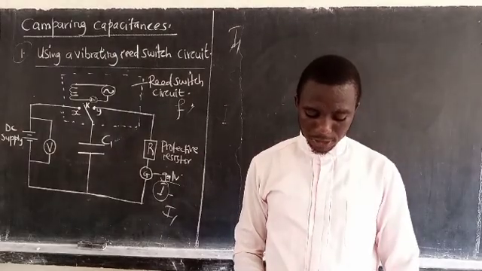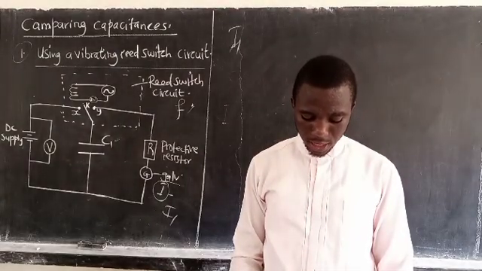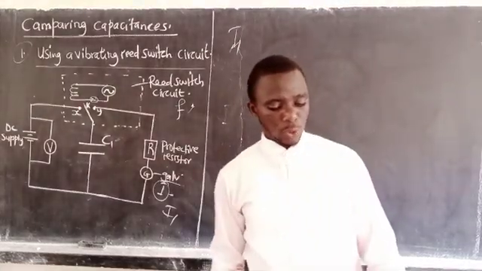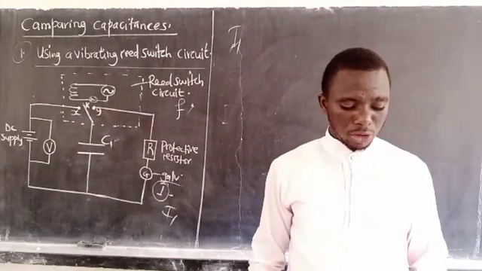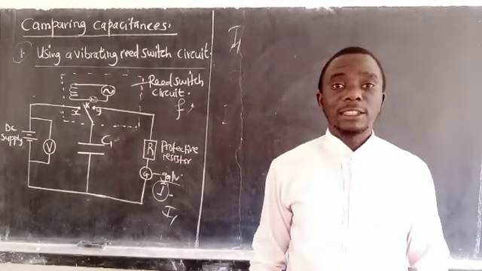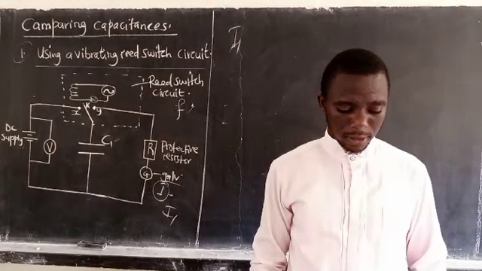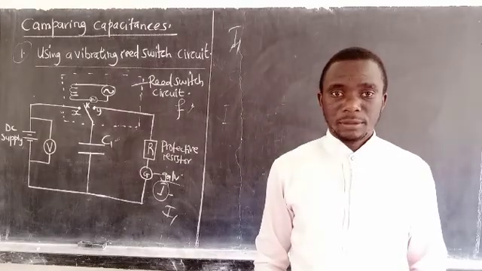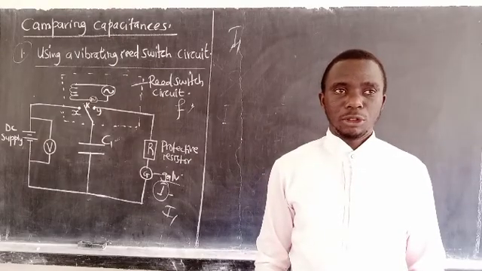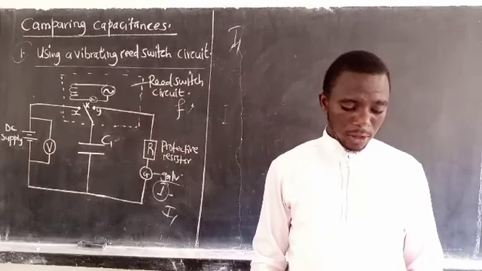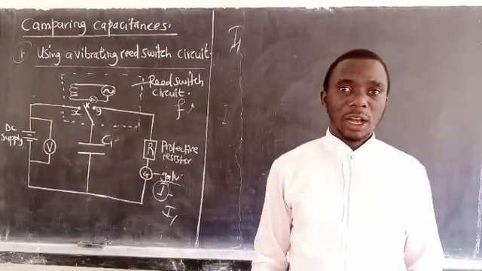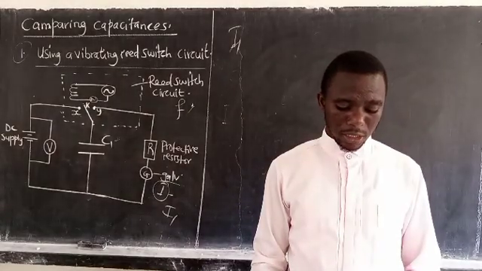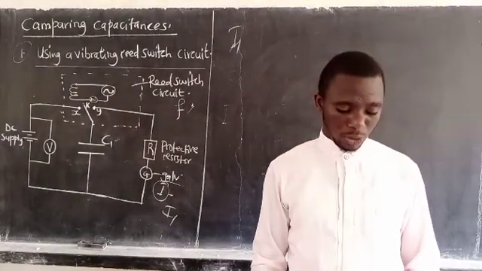The capacitor of capacitance C1 is disconnected from the circuit and replaced with a capacitor of capacitance C2. The reed switch circuit is then activated at the same frequency and the same procedure repeated. The reading of the galvanometer I2 is noted.